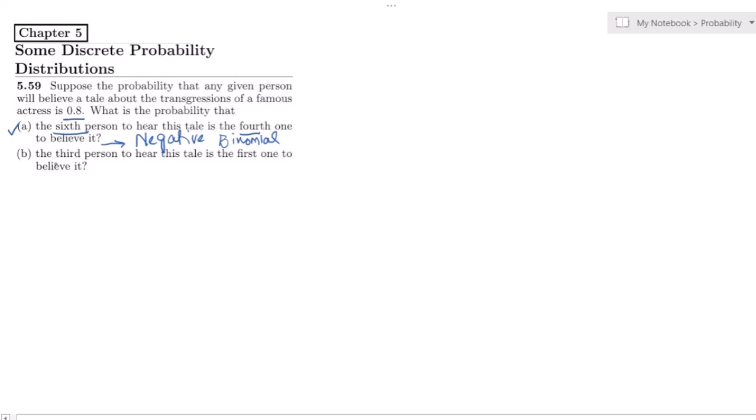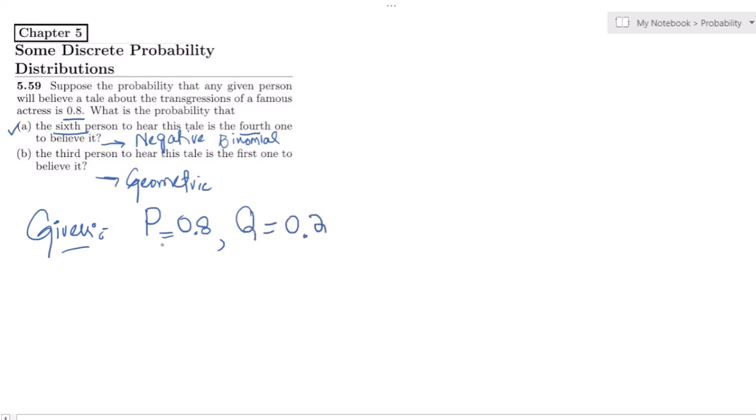This last one here, which is part B, the third person to hear this tale is the first one to believe, means the third person will be the first one who will believe. So the trials have to continue until we get the first believer. So this is basically the geometric probability distribution. Okay, so you have to keep it in your mind. The given data here is that the probability that a person will believe is 0.8, so the probability that he doesn't believe will be Q, which is 1 minus 0.8, which is 0.2.